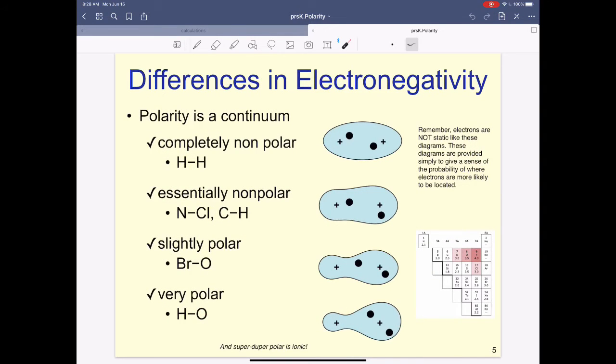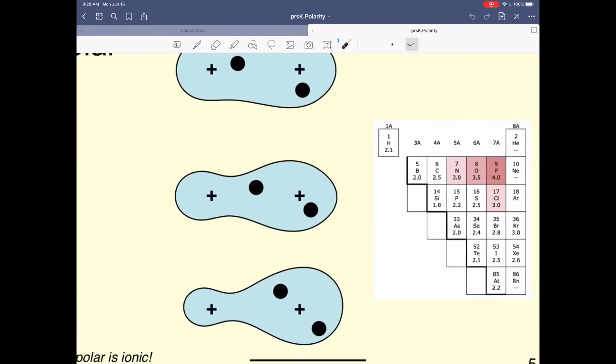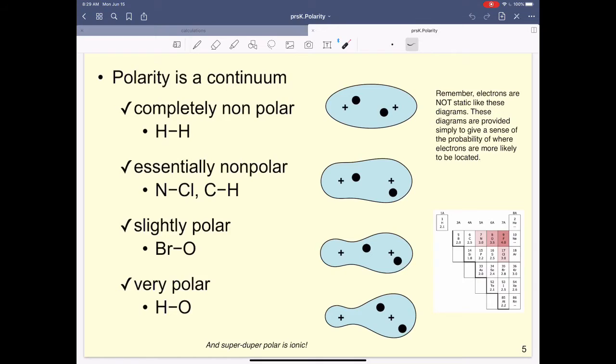Differences in electronegativity are actually a continuum from completely nonpolar, in which atoms are the same and the electrons are very evenly distributed between the two nuclei. Essentially nonpolar, or what we would consider to be more or less nonpolar, could arise if, according to the electronegativity chart, such as for nitrogen and chlorine, the electronegativities are the same, given to one decimal place, and you will see differences in electronegativity from chart to chart. Or if the difference is small.